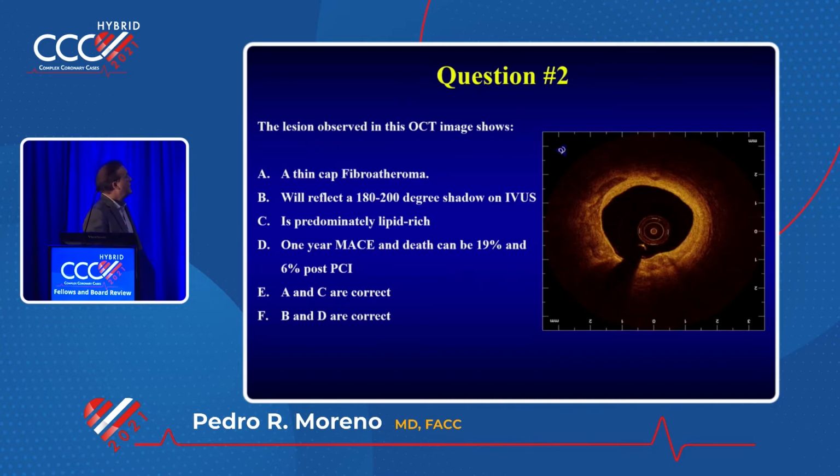Now, the lesion observed in this OCT image shows a thin cap fibroatheroma. It will reflect a 180 to 200 degree shadow on IVUS. It's predominantly lipid rich. 1 year MACE and death can be up to 19 and 6% post-PCI. A and C are correct. B and D are correct.